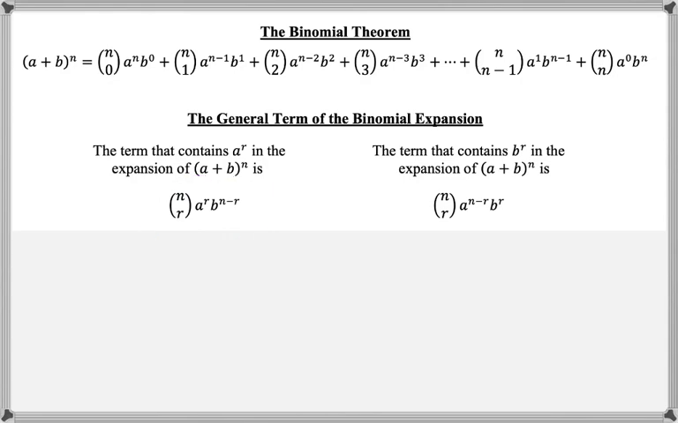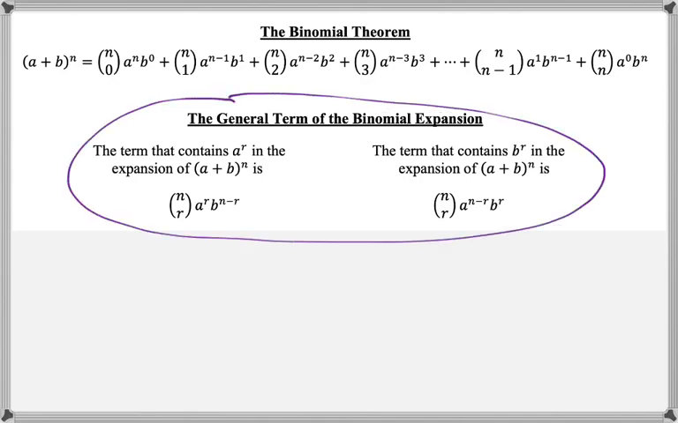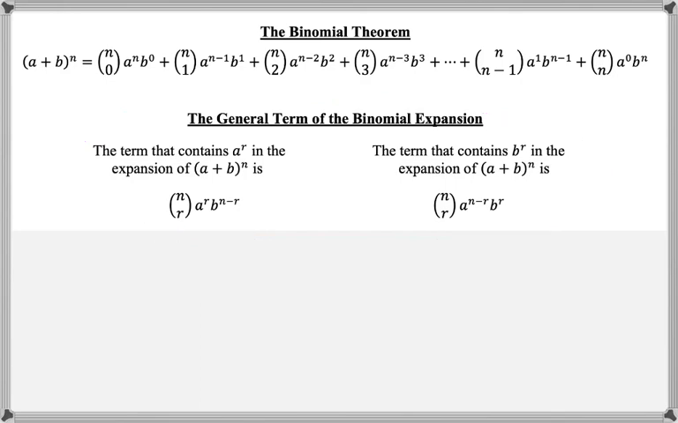And if they are asking us to find the term that contains b to the r, we would use this formula. And the advantage to these formulas is that you don't need to list all of the previous terms to get to the term that you want.